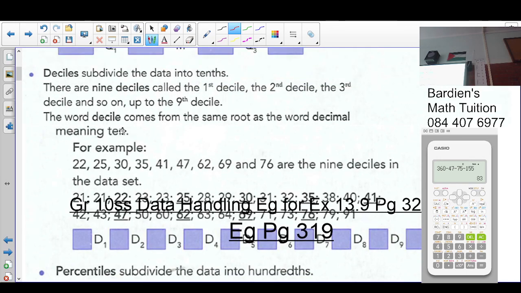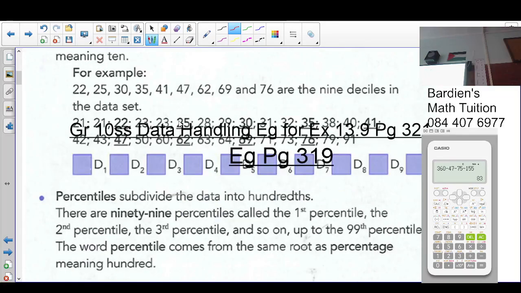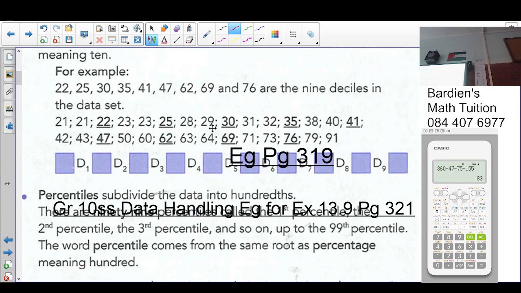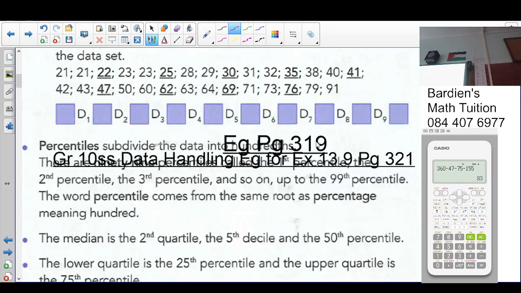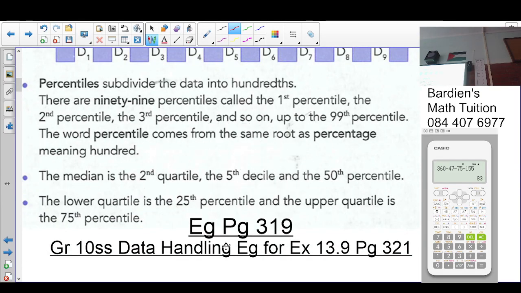The word decile comes from the same root as the word decimal, meaning tens. For example, you have the data set here, and you can divide your data into deciles. Percentiles subdivide the data into hundreds. There are 99 percentiles, called first percentile, second percentile, third, and so on to the 99th percentile. The 100th percentile is the maximum value. The word percentile comes from the same root as percentage, meaning 100.